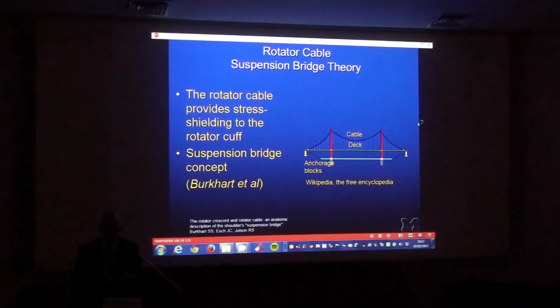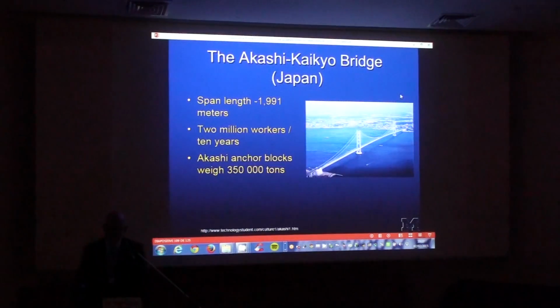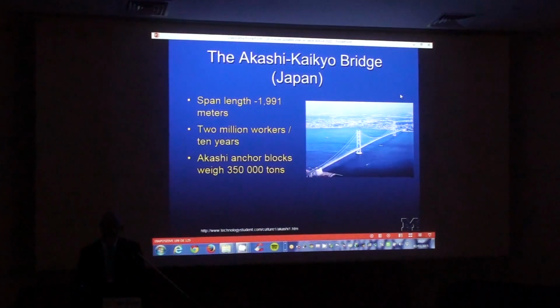So here's an illustration of a suspension bridge, and you can see the deck here. You can see the cable over here, held in place by two huge anchorage blocks. Okay? So it provides stress shielding to the underlying deck itself. And here's an example of the largest suspension bridge in the world in Japan. It's about 2 kilometers long. Its massive anchorage blocks weigh 350,000 tons on each side, holding that cable.